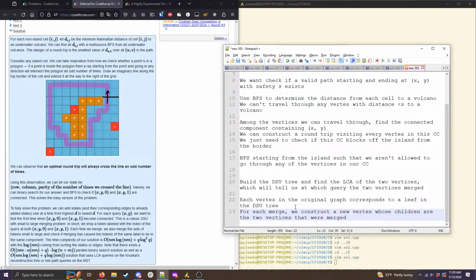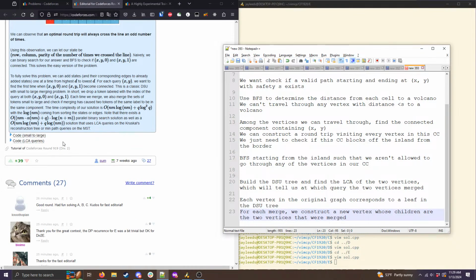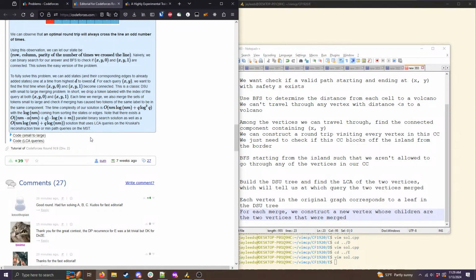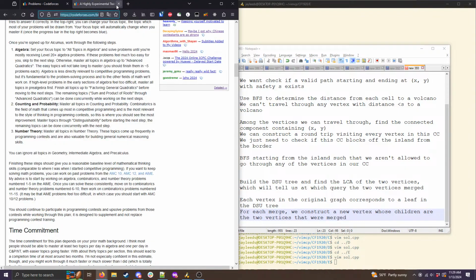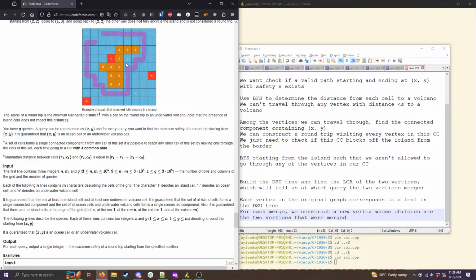Okay. Cool. And it looks like this is the nm log nm plus q log nm solution using LCA on the Kruskal's reconstruction tree. But I think you can maybe do it with small to large merging in your DSU, and that might make it a little bit simpler. Okay, cool. All right, so that's our solution.